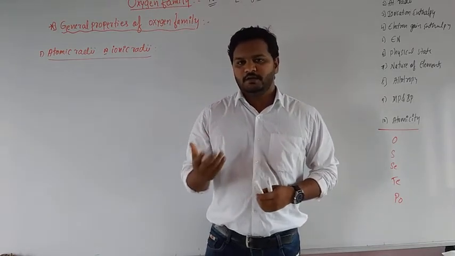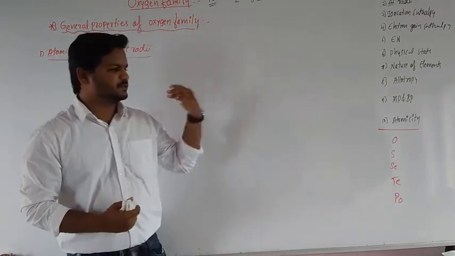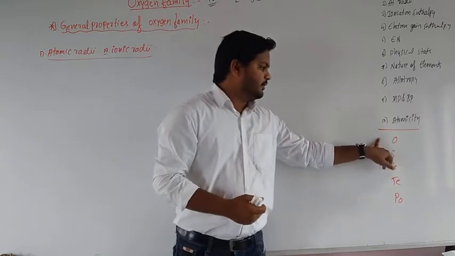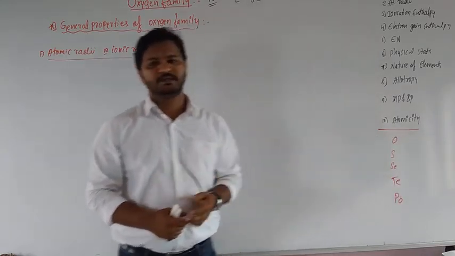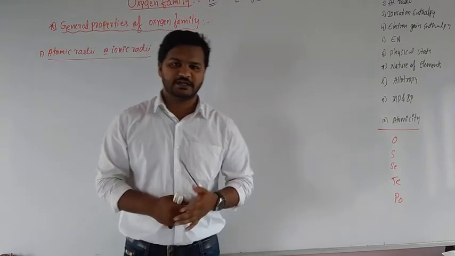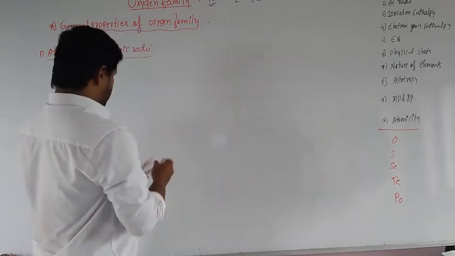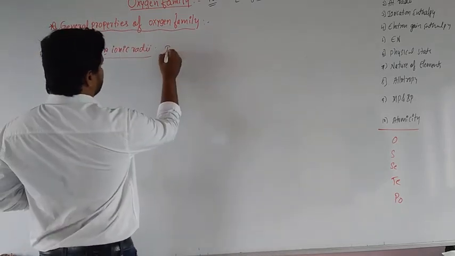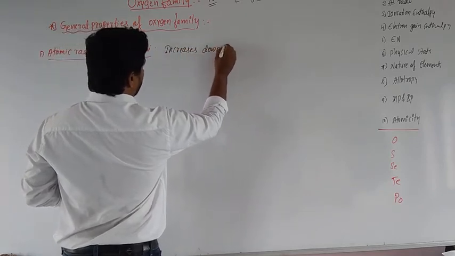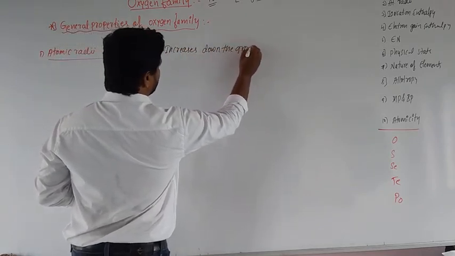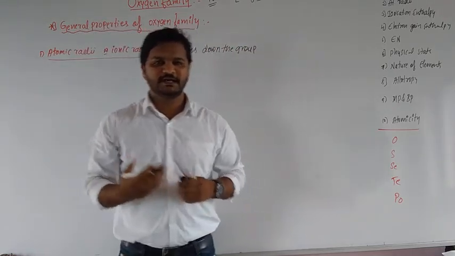We already covered this in the first class of p block elements, just rewind once. When you move along the group, atomic size or ionic radii increases down the group due to the increase in the shells.